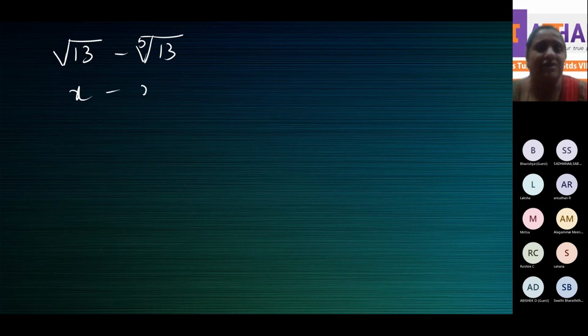Like if you have x minus x to the power 5, you can't do anything. You cannot simplify this and write 4 or whatever. You cannot write anything. Like you cannot write this is 4x to the power 5 or minus 4x to the power 5. No.